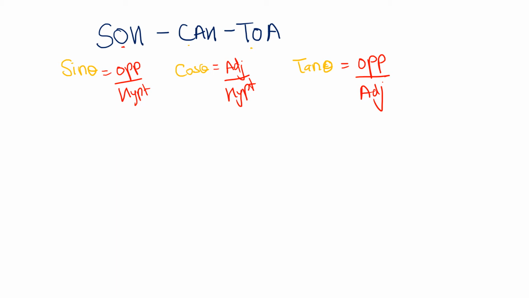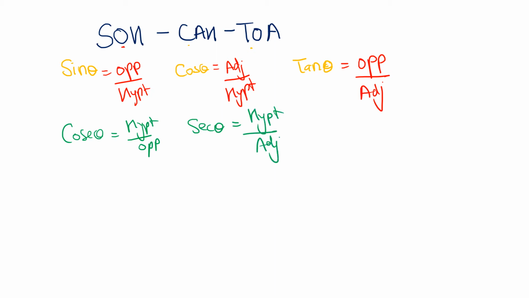So I will write cosec theta over here. It will become hypotenuse upon opposite. Cos theta opposite is sec theta, so this will become hypotenuse upon adjacent. And tan theta opposite is cot theta. As tan theta is opposite upon adjacent, it will become adjacent upon opposite.